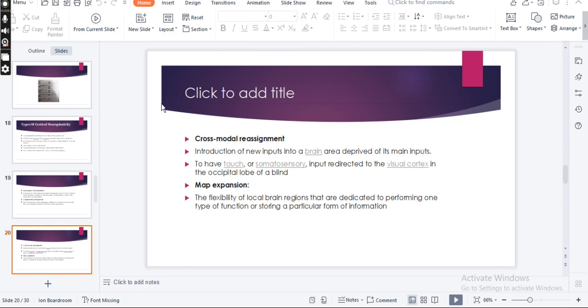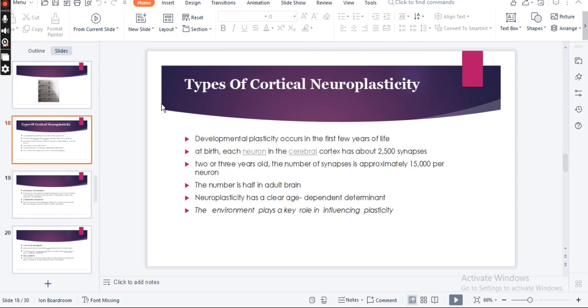So these were the types of cortical neuroplasticity. I hope now you have a good concept about the types of cortical neuroplasticity and neuroplasticity.